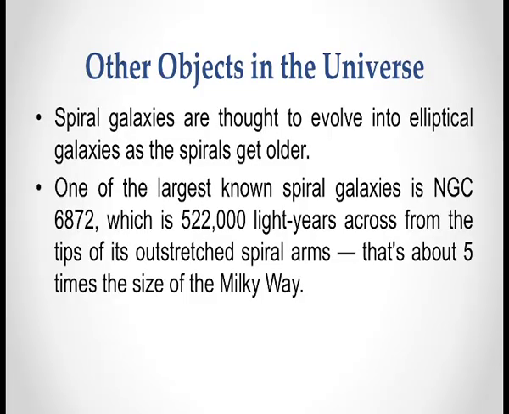So this is how galaxies are studied as the building blocks of the universe. Then spiral galaxies: these are thought to evolve into elliptical galaxies as the spiral gets older. One of the largest known spiral galaxies is NGC 6872, which is 522,000 light years across from the tips of its outstretched spiral arms. That's about 5 times the size of the Milky Way galaxy in which we are living.